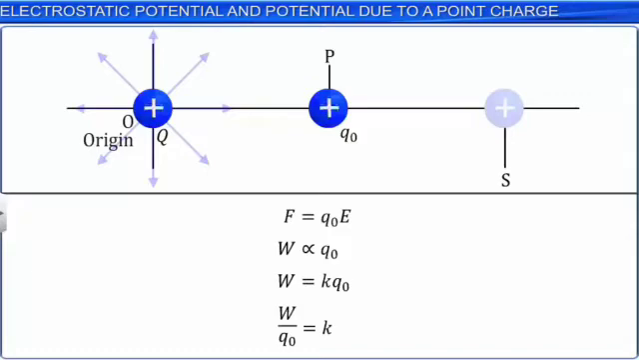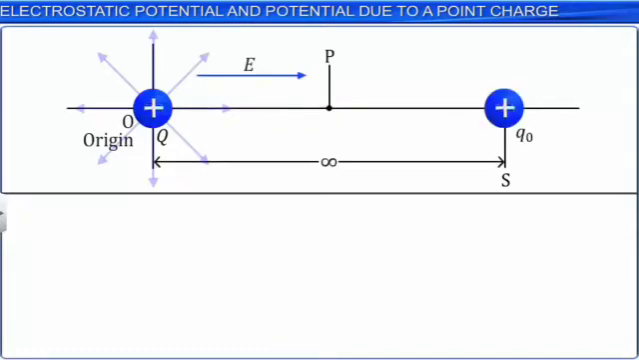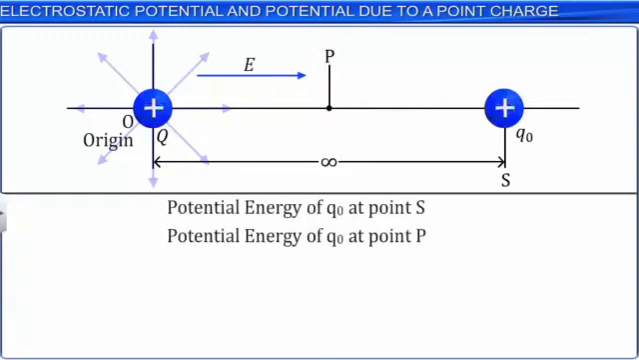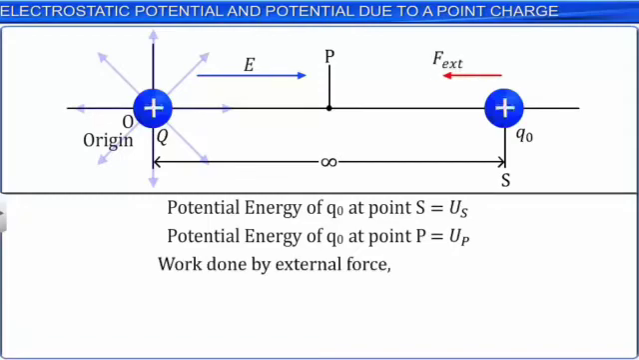Let us consider a point P between the origin and point S. Then, the potential energy of the charge q naught at points S and P is US and UP respectively. We know that the work done by the external force to bring charge q naught from point S to P is expressed as WSP is equal to delta U, which is equal to UP minus US.